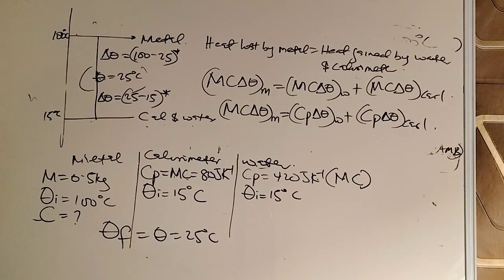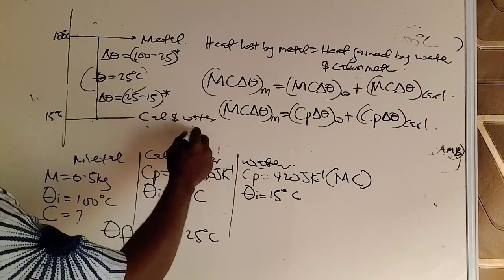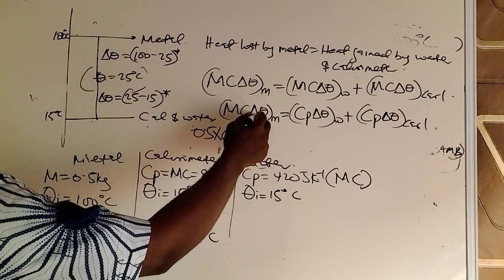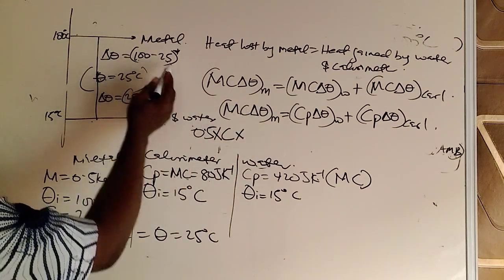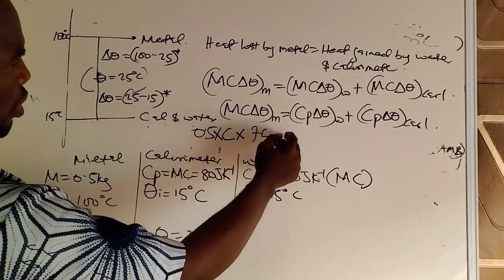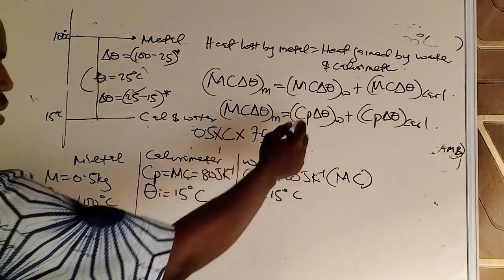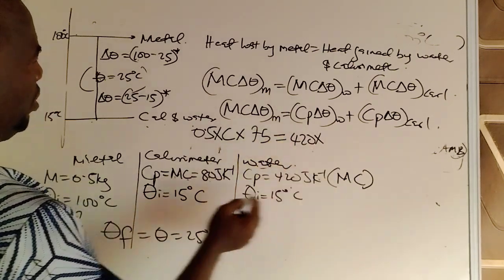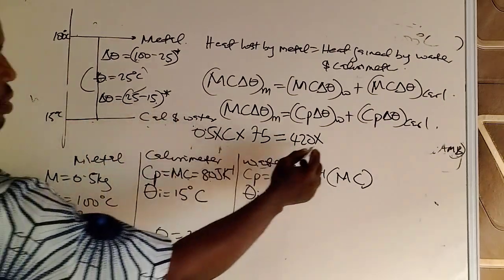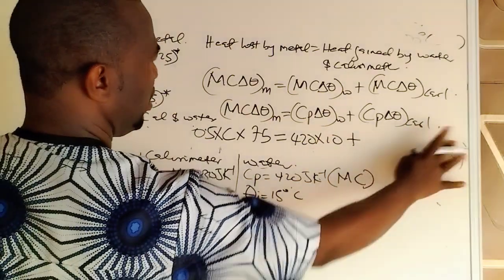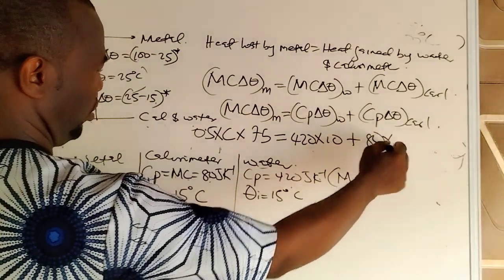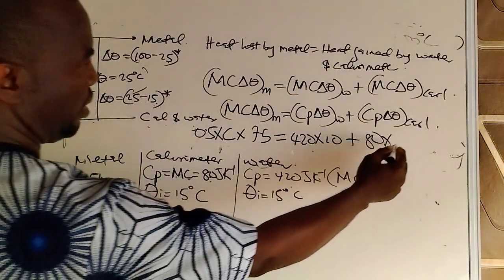So solving this now, we can make a substitution. The mass of the metal is 0.5. The heat capacity of the metal, we're looking for C. The temperature difference is 100 minus 25, which is 75, equal to the heat capacity of the water, 420. The temperature difference is 25 minus 15, which is 10, plus the heat capacity of the calorimeter, given to us as 80. The difference in temperature is the same 25 minus 15, which is also 10.